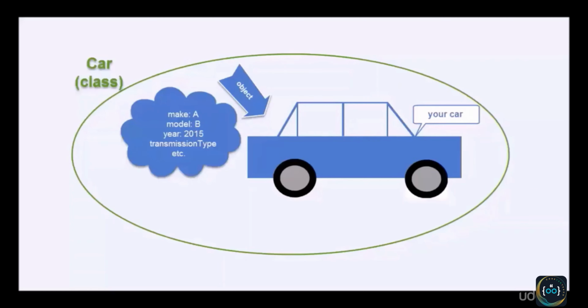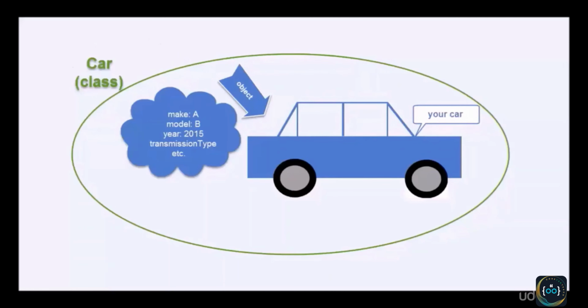For example, a specific car can represent an object. Let's say this specific car is your car. So this specific car has specific attributes and behaviors, such as specific make, model, gear, transmission type, etc. Your car is unique with its registration number and other attributes and behaviors. So we call your car an object.